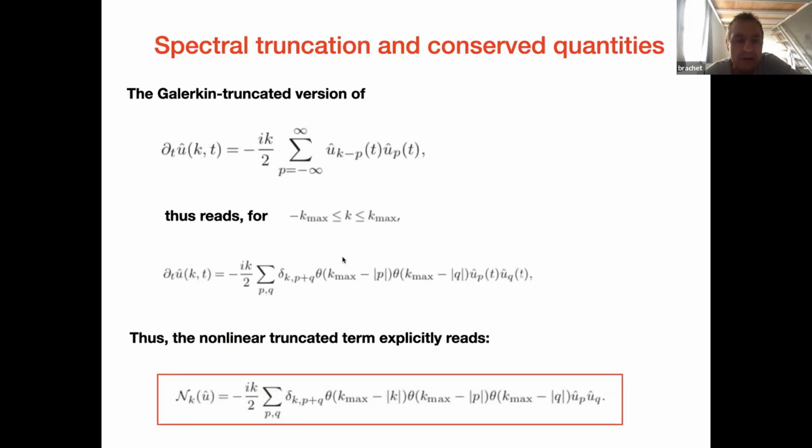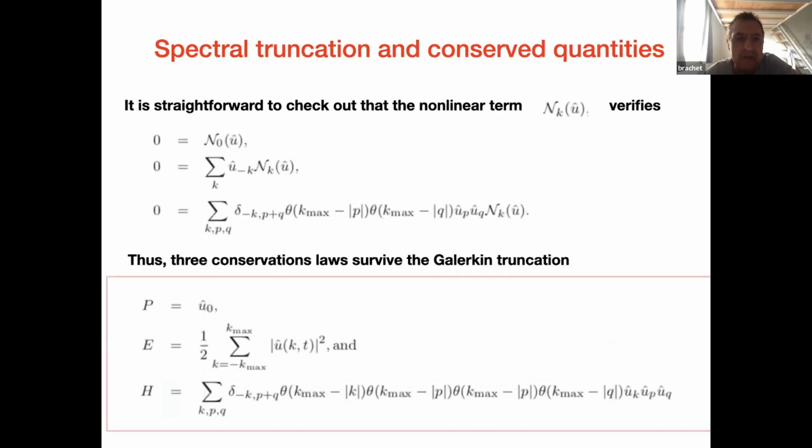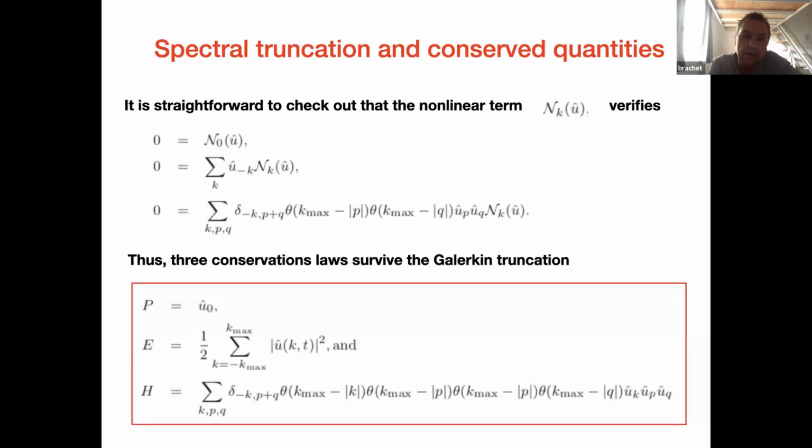And so Galerkin truncation amounts to this replacement: project every term in the equation. When you do this by just applying the definitions, the Galerkin truncated version of the equation looks like this. There is this theta that comes in, and thus the nonlinear terms look like this, with explicit Heaviside terms. To cut a long story short, when you do this, you find that of the infinite number of conserved quantities, only 3 survive the truncation. These are the three conserved quantities I've noted here, P, E, and H.